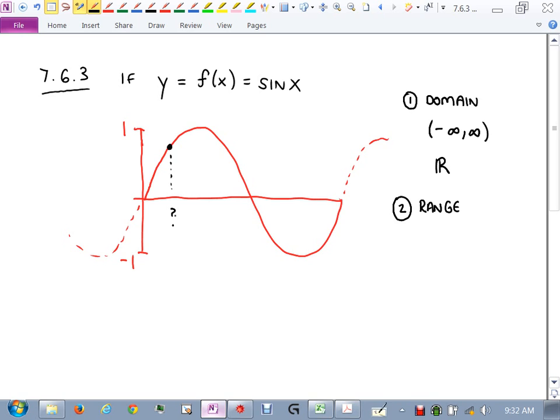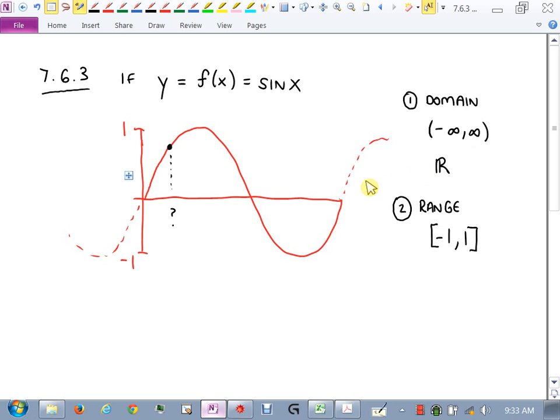I don't know where, but it will achieve that value. So the range of the sine function, the outputs, is everything between -1 and 1. And why do I use a bracket? Because it includes 1 and -1. It will achieve 1. It will achieve -1. Why did I put parentheses on the infinities and not brackets?